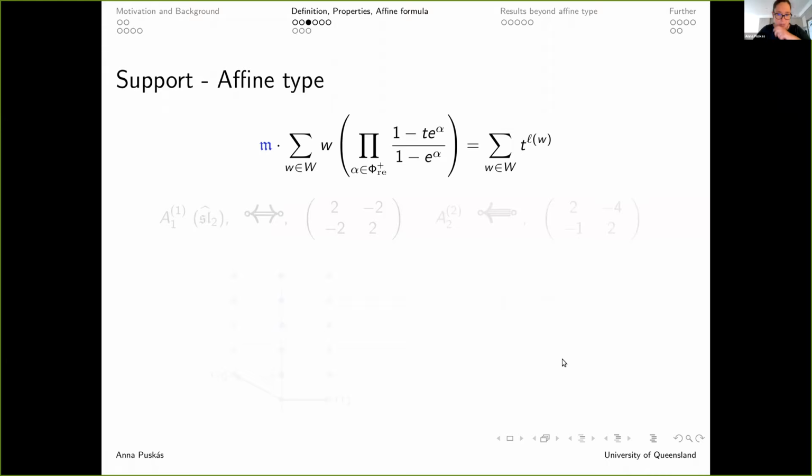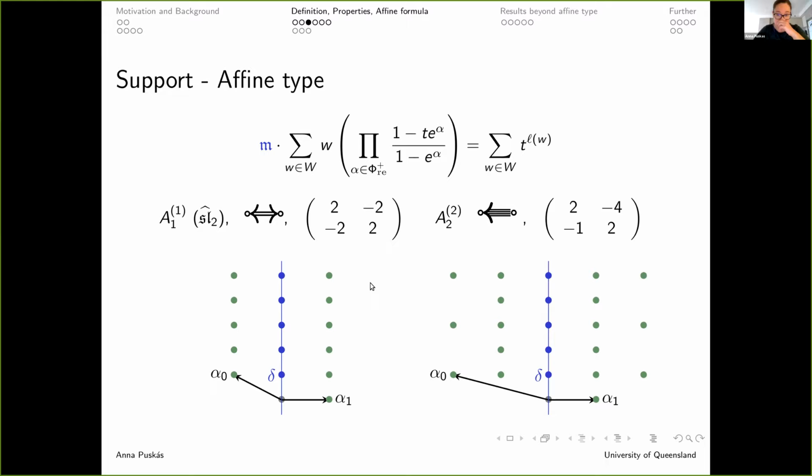So I want to say something about the support for M. I mean, I've said that it's the positive imaginary root cone. So in the affine types, M can essentially be expressed as a single variable power series, right? All the imaginary roots are multiples of a minimal one, delta, and M is supported on these.